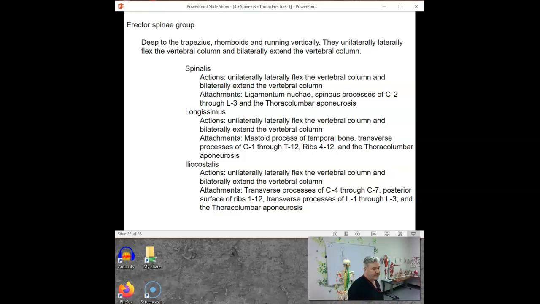Cool. And these are the heavy lifters for your back. And these are probably the muscles you're going to work on more than any muscle in people's bodies just because they run right down their spine. And it is the spinalis and longissimus that tend to give people the sunken spine look.